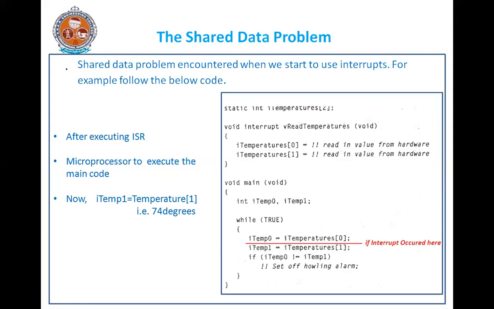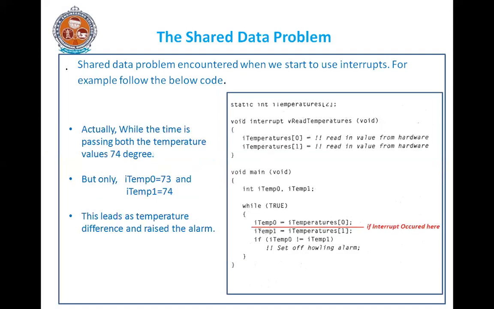Both are 73 when iTemp0 is recorded, and when iTemp1 is recorded, both temperatures are 74. But when comparing these two temperatures, one is 73 and the other is 74. That indicates that the two temperatures are different, even though the temperatures are the same when checked at the two different points, because the interrupt service routine has interfered with this code.